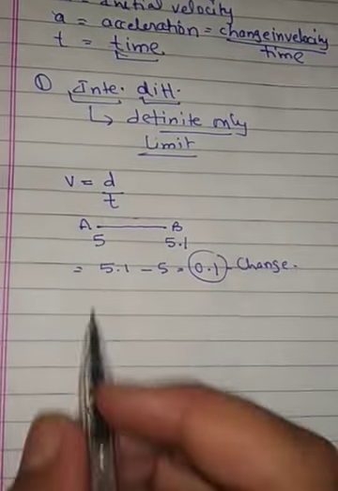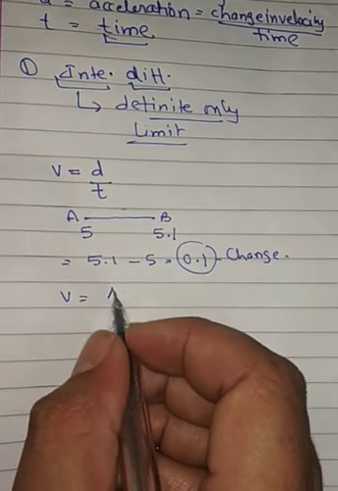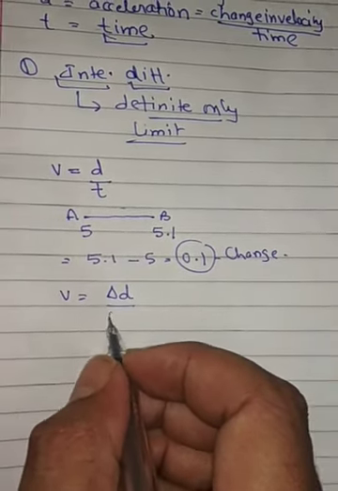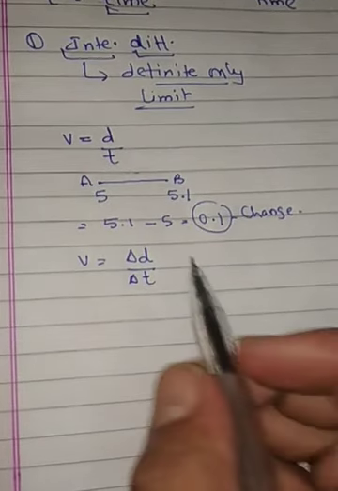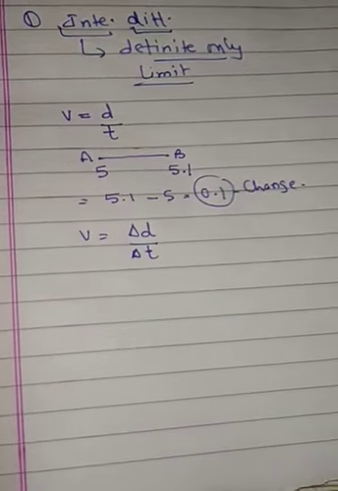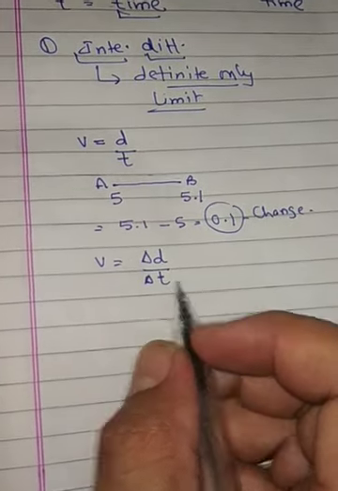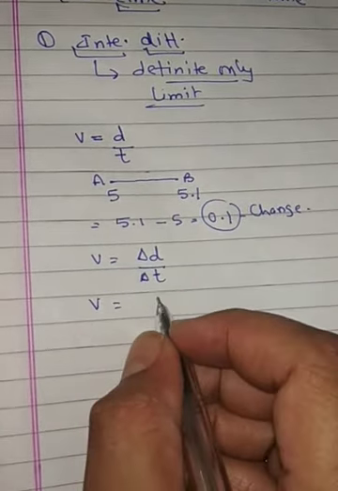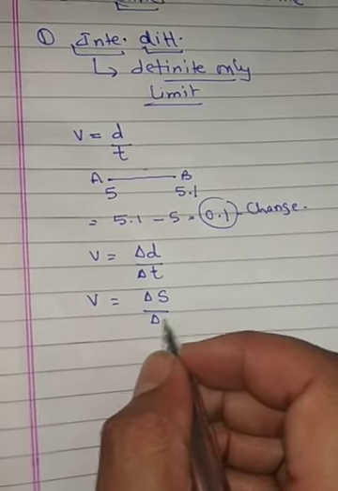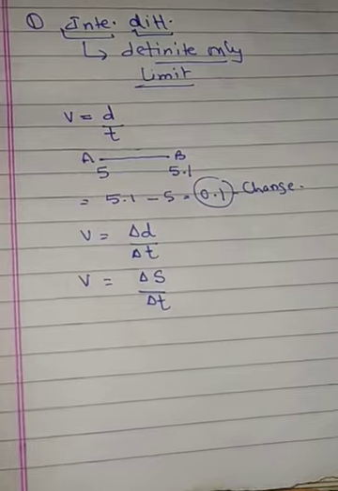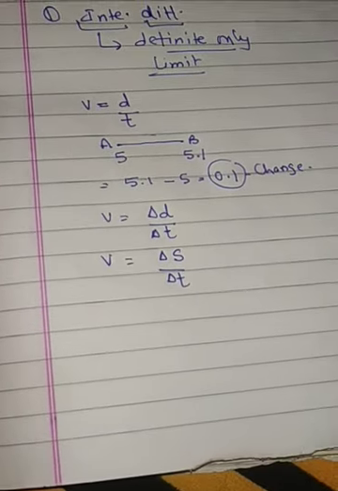So velocity will be what? Velocity is equal to change in displacement upon change in time. This d denotes displacement and this t is the time period. In different books they have taken different notation like delta s upon delta t. This s is the change in displacement and delta t is the change in time.